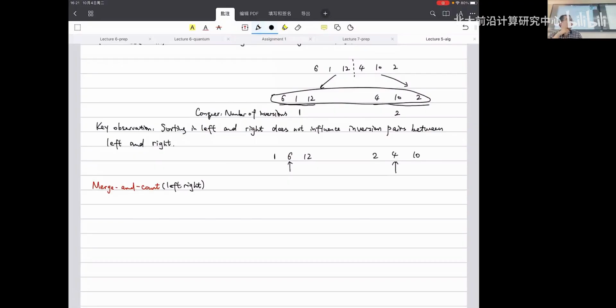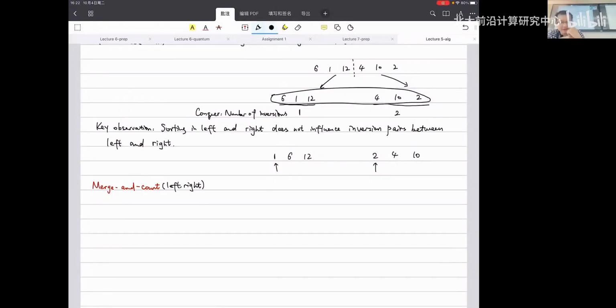I guess this should be relatively straightforward. Maybe the only remaining thing that we need to talk about is how we want to do the merge, how we actually count the inversion pairs between left and right. Similarly, we use the strategy where we have a pointer here. Let's think about how we want to do this.